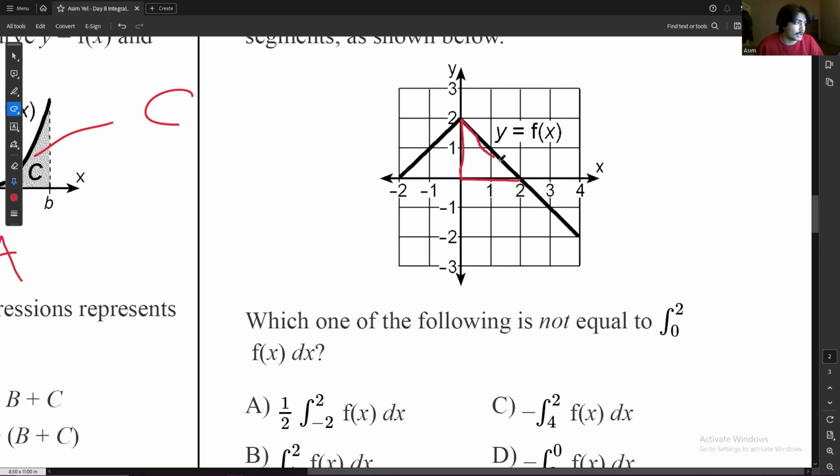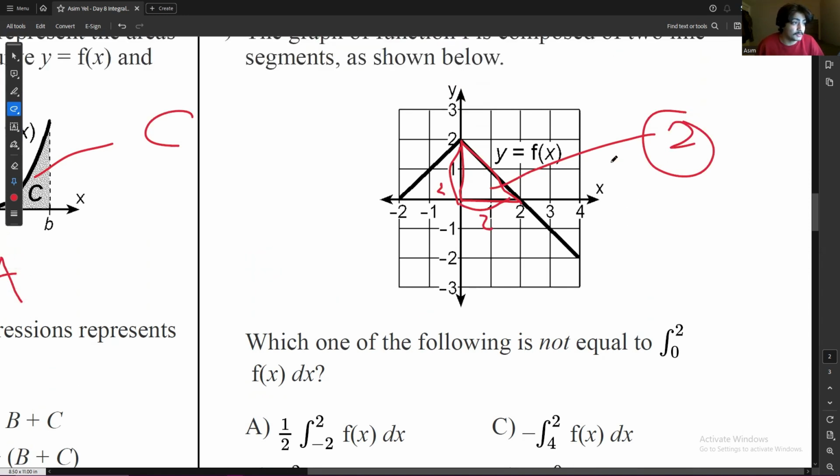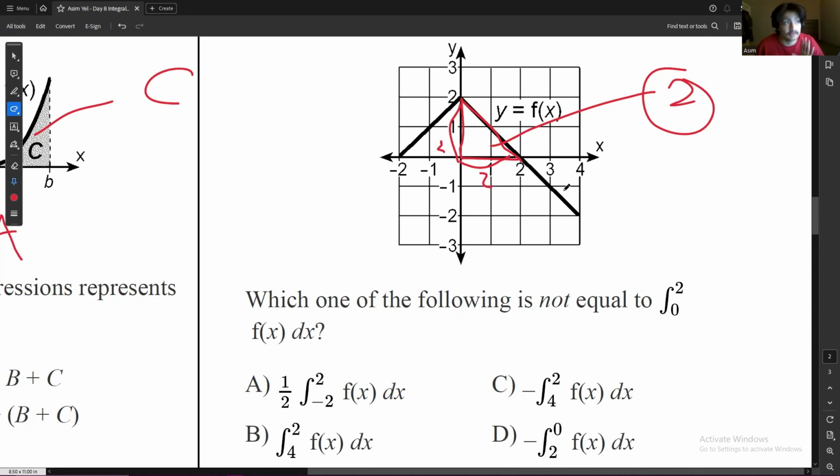I have a triangle, guys. So I'm just going to calculate the area of this triangle. This will be 2, this will be 2, 2 times 2 is 4, and 4 over 2 is 2 as my triangle area. So I have to find something that is not equal to 2, because the question is asking for not equal.